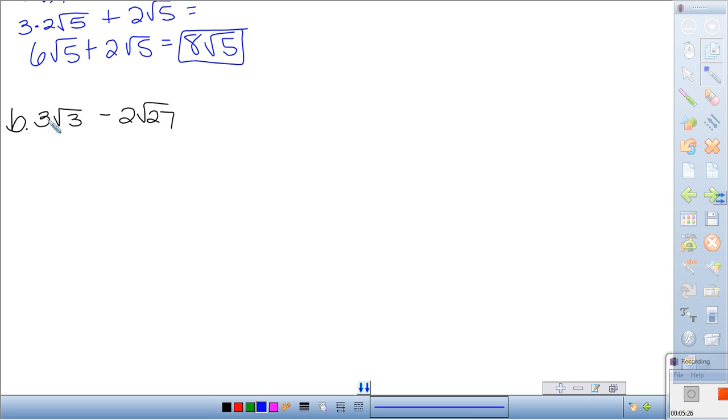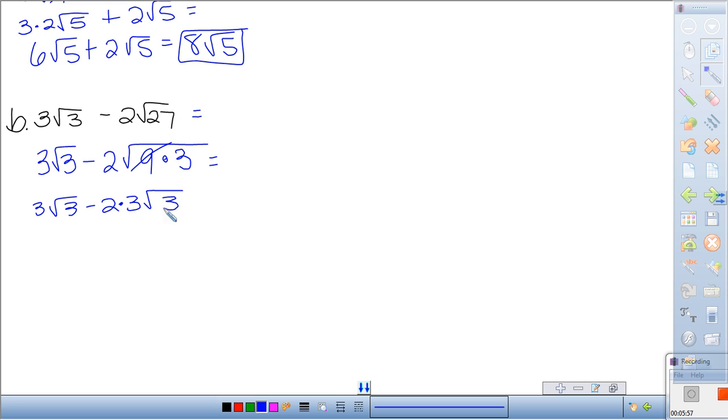And again, at B, same thing. So the square root of 3, which I can't simplify, but the square root of 27, I can definitely do something about. I want to try and turn these into like radicands so that I can add or subtract, combine like terms, basically. So I have 3 square roots of 3 that I'm not doing anything with, minus 2 times the square root of 27, which would be 9 times 3, and 9 is a perfect square, so I can take the square root of it. So I have 3 square roots of 3 minus 2 times the square root of 9, which is 3, so that is 3 square roots of 3 minus 2 times 3, which is 6 square roots of 3.